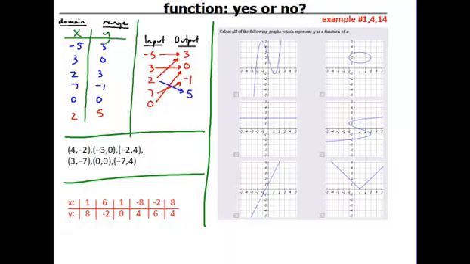We are beginning the Chapter 3 material here. This is section 3.1, and it has to do with just introducing functions. Right? And so the first thing to identify is whether something is or is not a function.